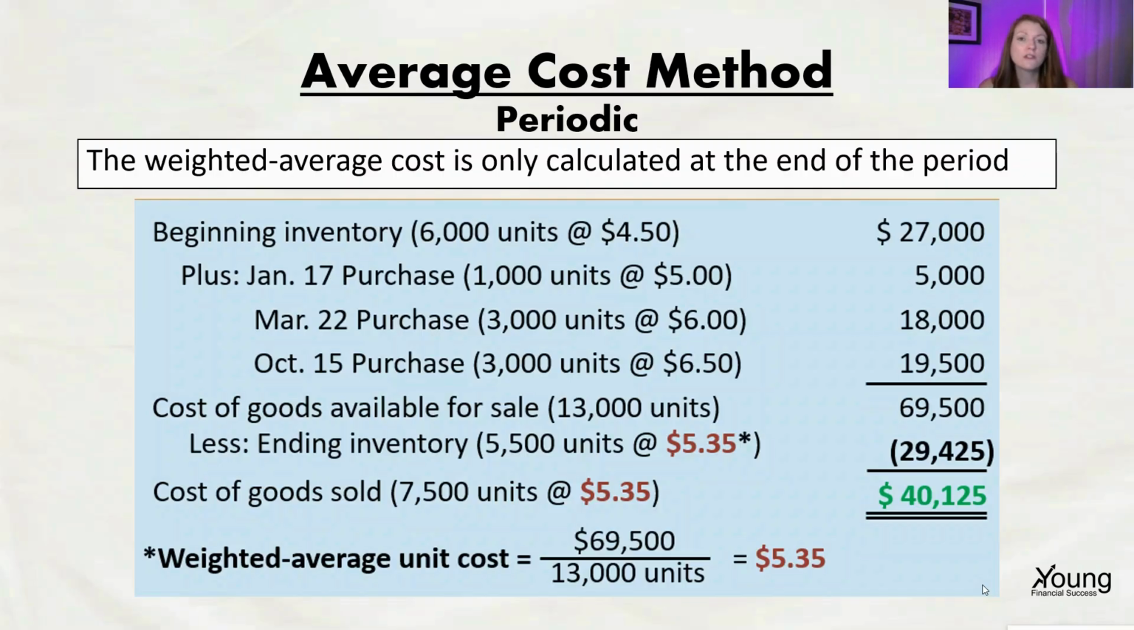Then for cost of goods sold, we sold 7,500 units. We're just going to use the average amount, and that was $40,125. So that's our cost of goods sold. Very simple to use average cost if it's periodic, but we're going to jump into doing it perpetual as well.